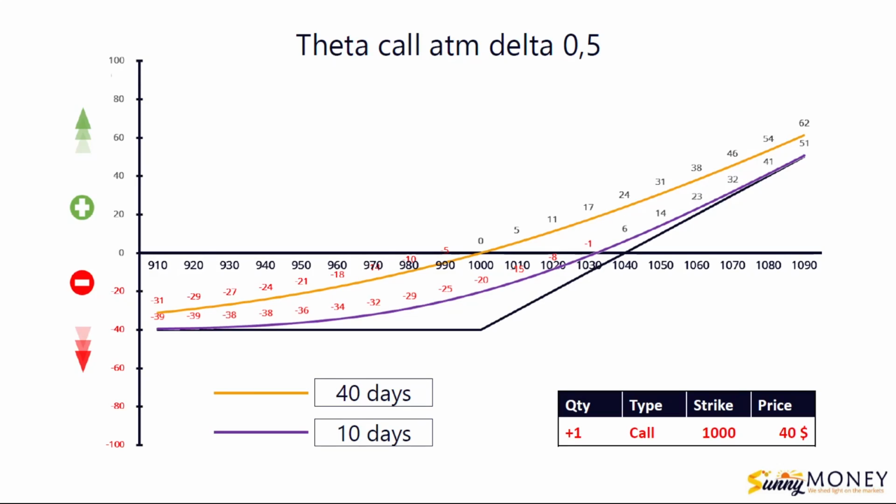Theta measures how much is the loss in value of the contract from one day to the next towards expiration date. It is maximum for ATM options and decreases for OTM options. We resume our call at delta 0.5. At 40 days of expiry, the call has a negative theta of 50 cents. It means that, tomorrow, the call will be worth $39.50. 2 days from now, $39.